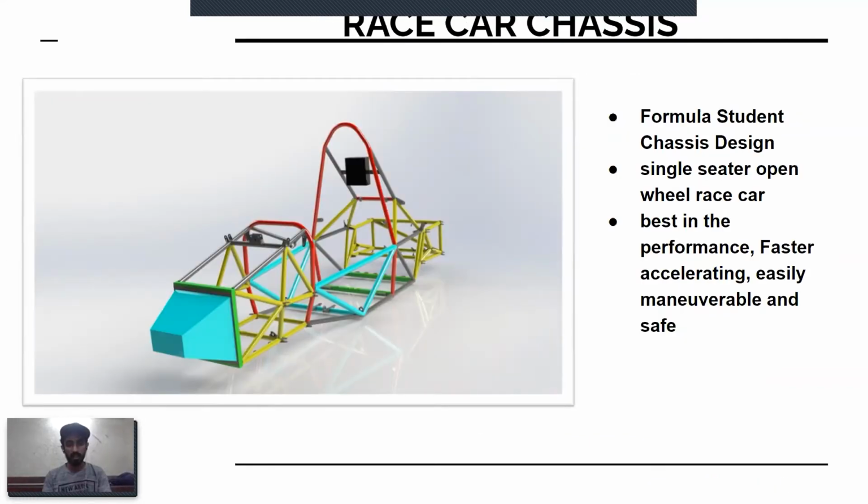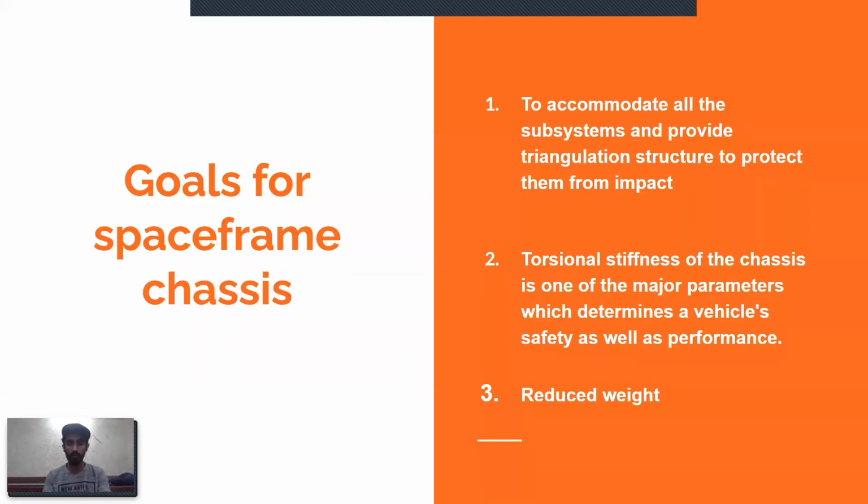In this presentation, we'll be covering the design of a space frame chassis of a Formula Student electric race car. These are single-seater, open-wheel race cars with the objective to be best in performance, faster accelerating, easily maneuverable, and safe. We'll be covering the goals and objectives, design flow, constraints, CAD modeling, manufacturing and testing of the chassis, and at last, we'll be going through a brief overview of the future chassis, that is carbon fiber monocoque.